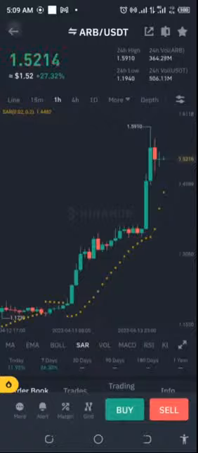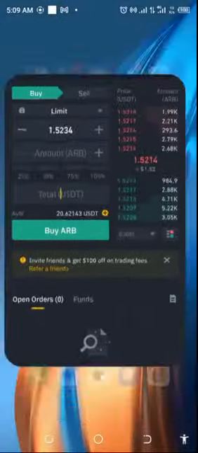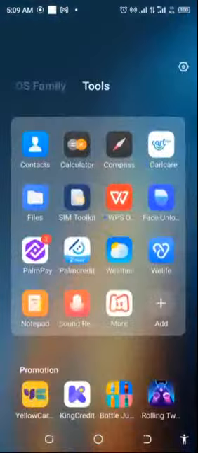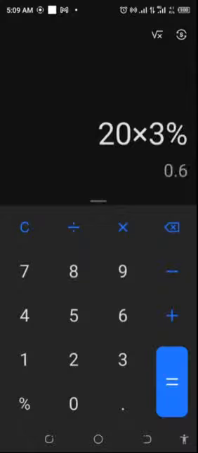So let's check what this is on a calculation basis. We have 20.62. We put $20 there, times 3%. Yeah, this is about a 3% profit margin trade, after all expenses have been removed.